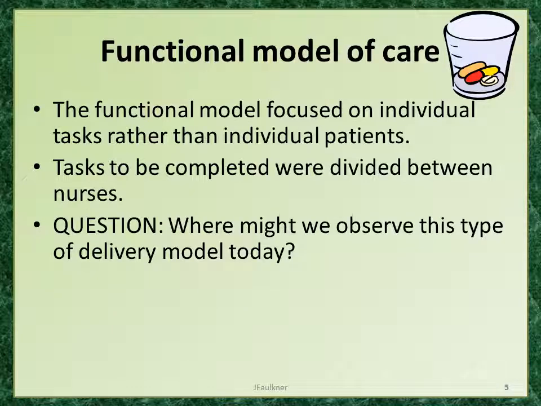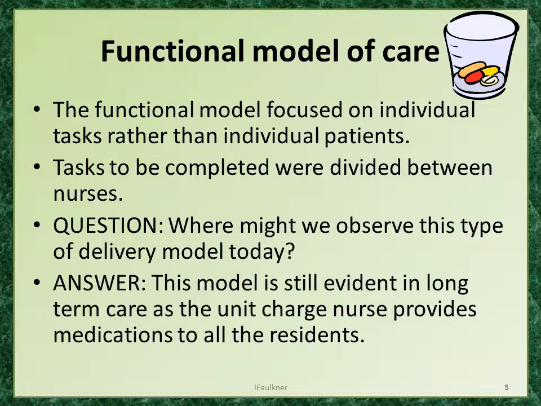Models of nursing care delivery have changed over the years. Many years ago, nurses used a functional model, which divided tasks to be completed between nurses. For example, one nurse would give the medications to all the patients. Where might we observe this type of delivery model today? This model is still evident in long-term care, as the unit charge nurse typically provides medications to all the residents.